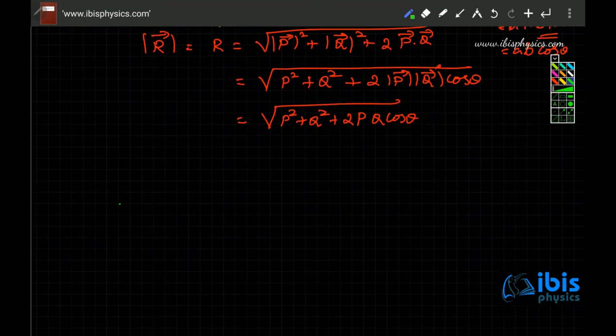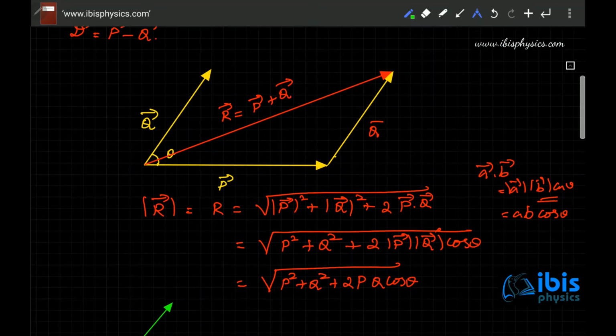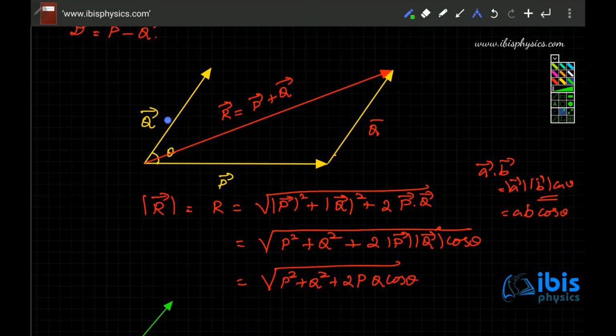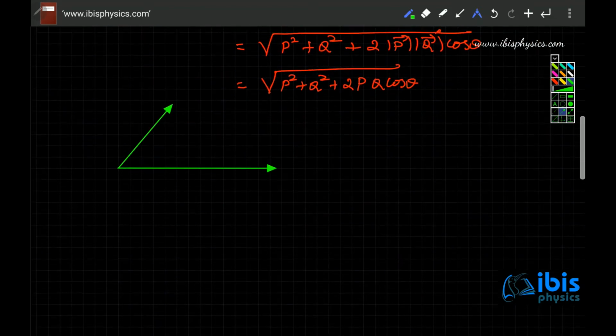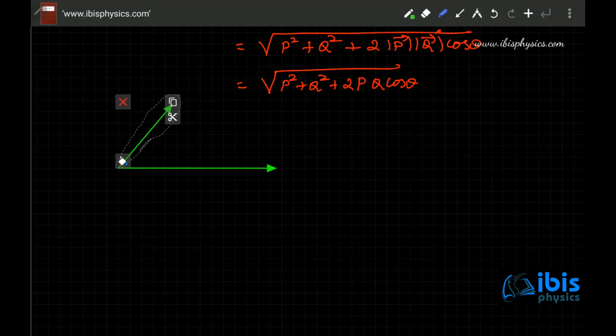Suppose this is our p vector and this is our q vector. So in order to find p vector plus q vector, you actually brought the tail of this and placed it here and you found this. But here you want to find out p vector minus q vector. What you need to do is just reverse the direction of this vector.